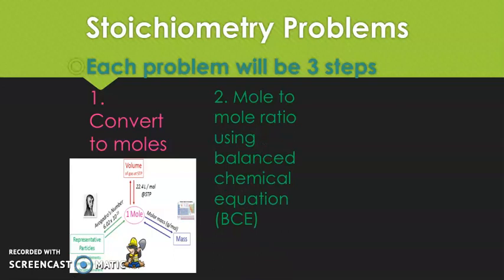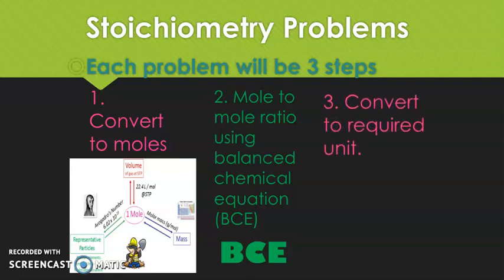Your next step, so we would be drawing train tracks to do these. Your next step would be the mole to mole ratio using your balanced chemical equation, your BCE. So you would look at your equation. I need 2 hydrogens plus 1 oxygen gives me 2 H2Os. You would use those molar ratios, those coefficients in the front, to help you figure out how many of each one you need, like converting how many tablespoons of butter plus how many cups of flour gives me how many cookies at the end.